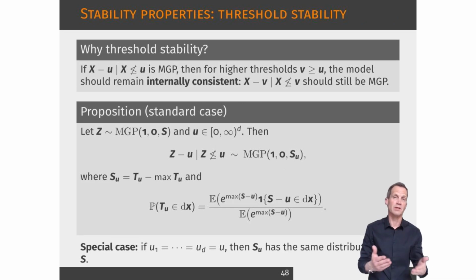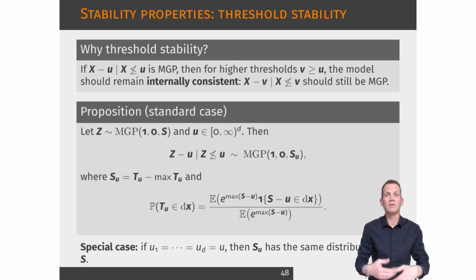Threshold stability is a consistency property. If a multivariate GP model describes excesses above a high threshold, then it should still describe excesses above an even higher threshold after updating the dependence object. In the standard case, the slide states that conditioning on a higher L-type threshold preserves the multivariate GP family. Only the deviation component is updated.